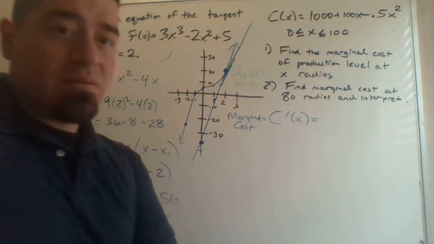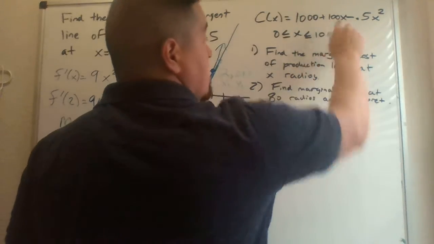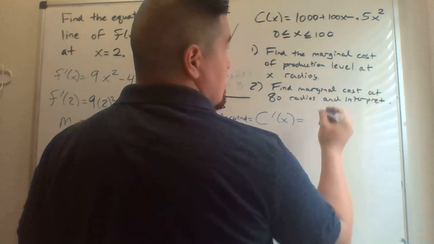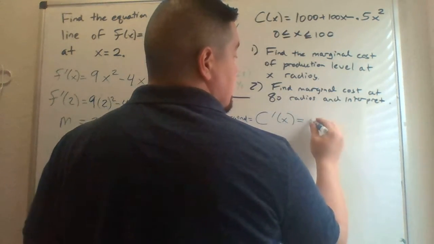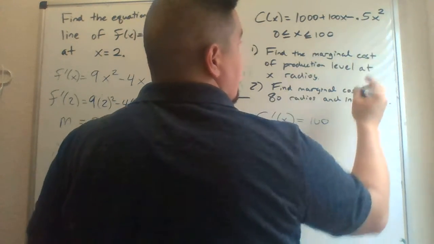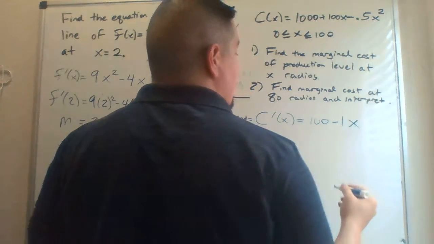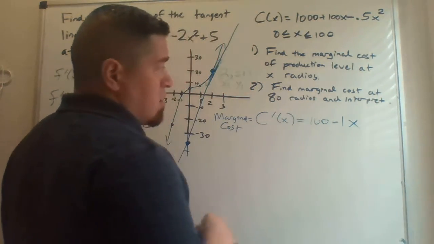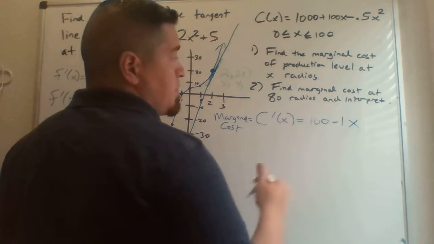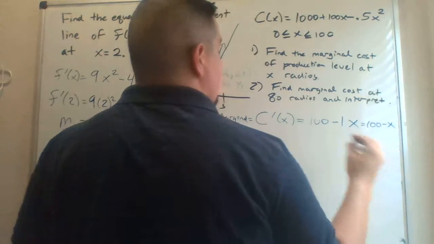Okay, so here, take the derivative of 1,000. It's constant, so that's 0. Derivative of 100x is 100. Minus the derivative of 0.5x squared: 2 times 0.5 is 1, and then x. So minus 1x. Okay, so that's the marginal cost, which can be written as 100 minus x, same thing.